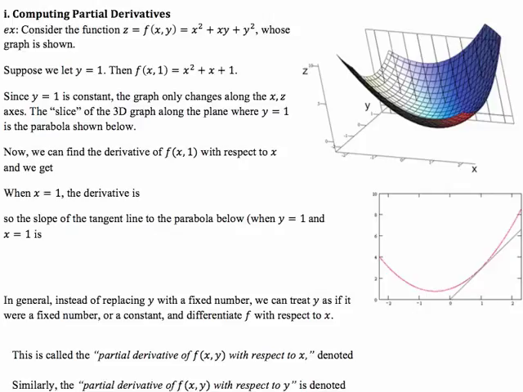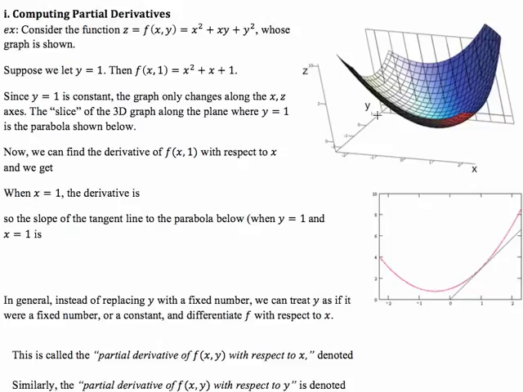In this video, we're going to look at partial derivatives. So consider this function z equals f of x, y equal to x squared plus xy plus y squared, whose graph is shown right here. We're going to use this to introduce the idea of a partial derivative and what it means graphically. Okay, so suppose first that we let y equal 1.